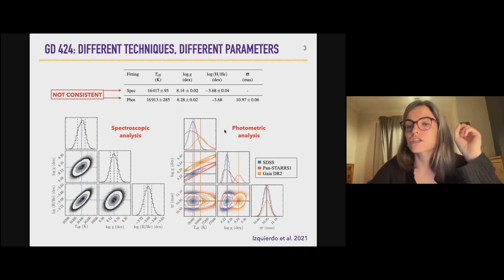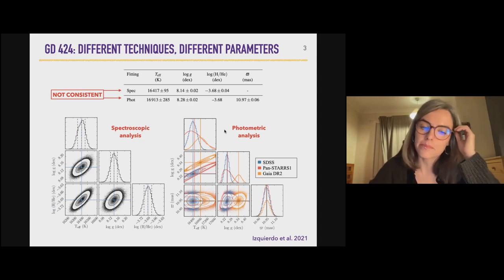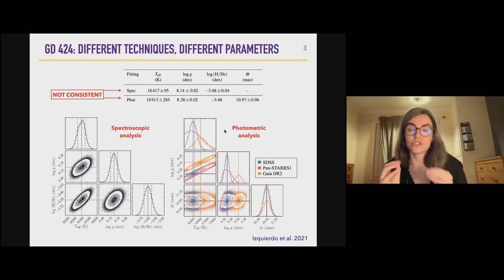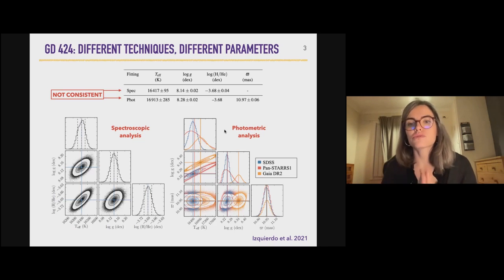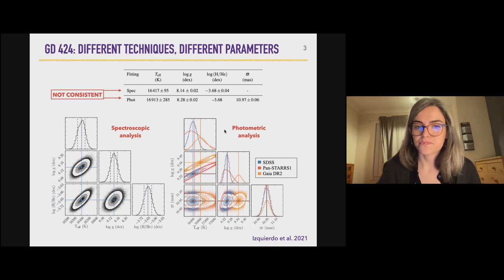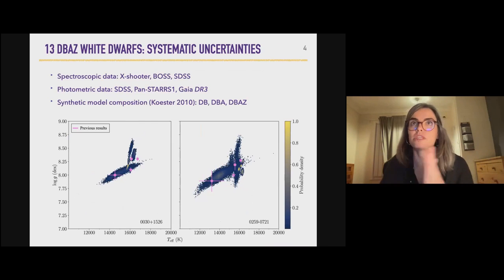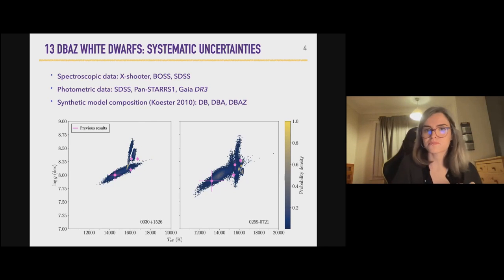We partially solved this situation by proceeding with a hybrid technique in which we simultaneously fit the spectroscopic and the photometric datasets in order to retrieve just one set of parameters. But we still remain concerned about the likely high systematic uncertainties that we might be overlooking. With this in mind, we set our next goal, which was to obtain realistic uncertainties in the characterization of metal-polluted white dwarfs.